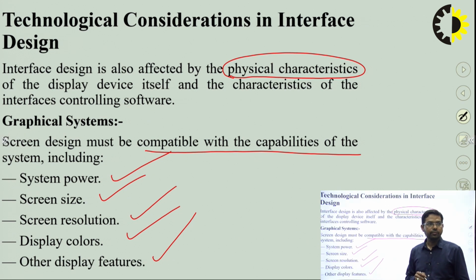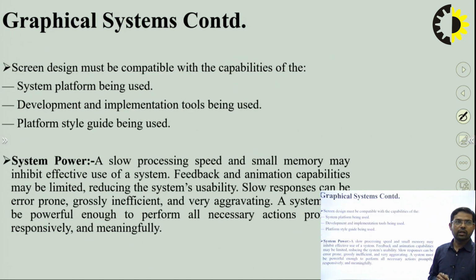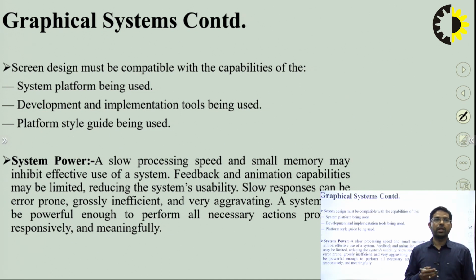Okay, next, graphical screen design must also be compatible with other capabilities. What kind of capabilities are there? The first is the system platform being used. What kind of system platform is used by the users? And the development and implementation tools being used, and the platform style guides being used. So we have to know these for screen design. Let us discuss all of these one by one.